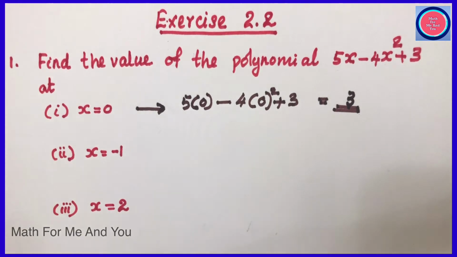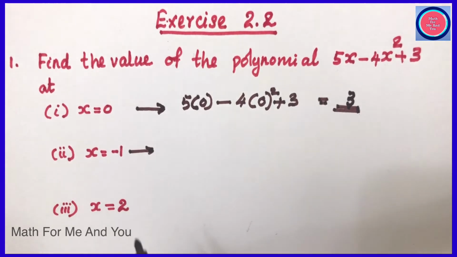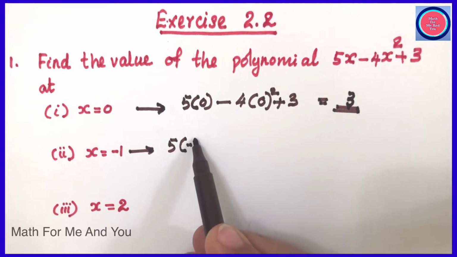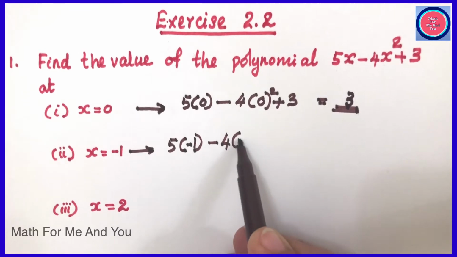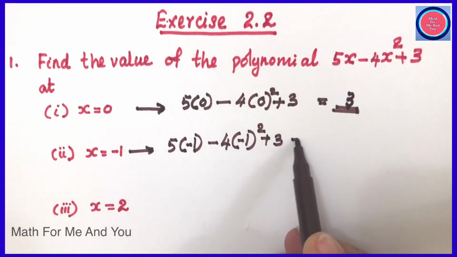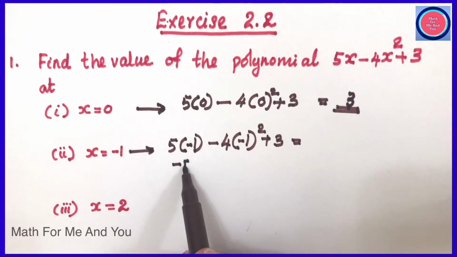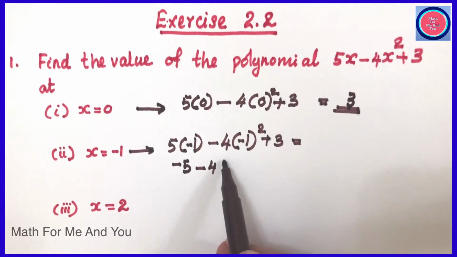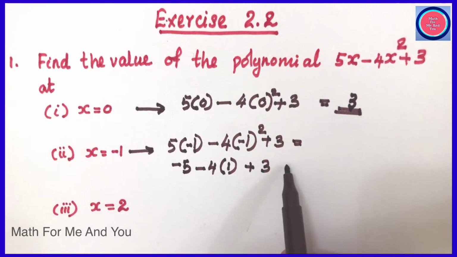Then we need to find the value of the polynomial at x equals minus 1. Do the same thing. Change x with the number minus 1. 5x means 5 times minus 1. 5x means it is 5 times x. So 5 times minus 1 minus 4 times minus 1 square plus 3. See, I have used a bracket here to denote times. 5 times minus 1 is minus 5. Then minus 4. First we can answer the bracket. Minus 1 square. Is it positive 1 or minus 1? It is positive 1. Then plus 3.